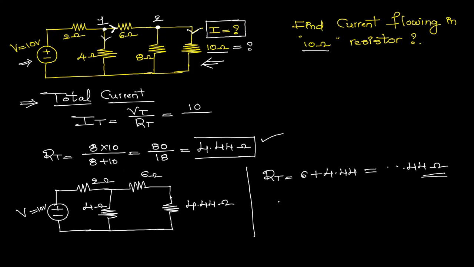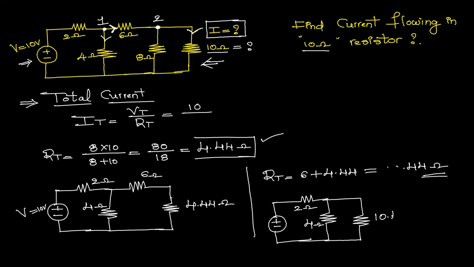Now if you redraw the given circuit like this, just see here. This one is the 4 ohms and this one is the 2 ohms. Now the resultant of the 6 and 4.44 we got is 10.44. Instead of the series combination of 6 and 4.44, I am directly substituting the value 10.44 ohms here. Now see, 4 ohms and 10.44 ohms are both connected in parallel.